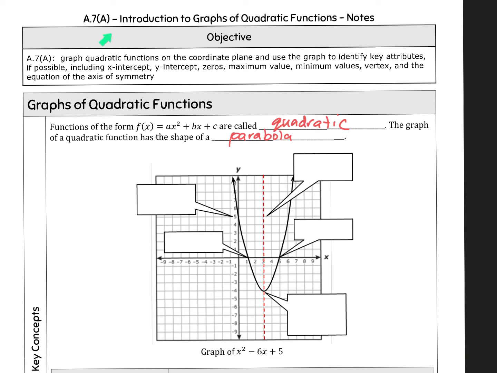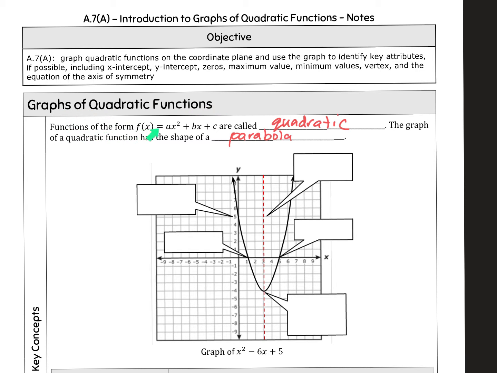All right, so today's lesson is over 7A, Introduction to Graphs of Quadratic Functions. In 7A, we will graph quadratic functions on the coordinate plane and use the graph to identify key attributes if possible, including x-intercept, y-intercept, zeros, maximum value, minimum values, vertex, and the equation of the axis of symmetry. So today we're going to talk about graphs of quadratic functions.